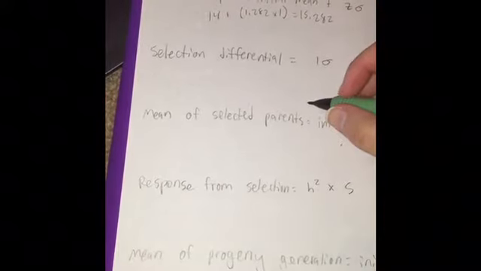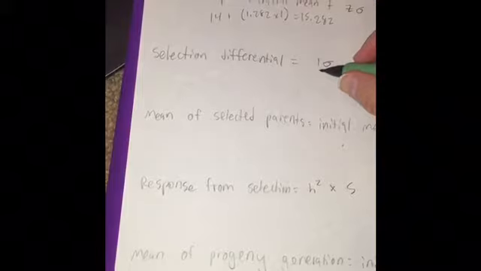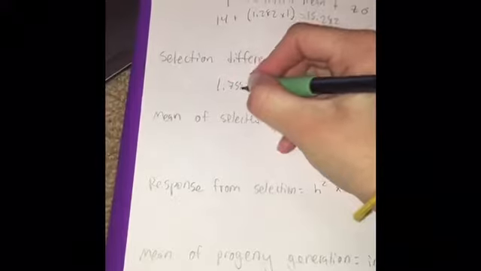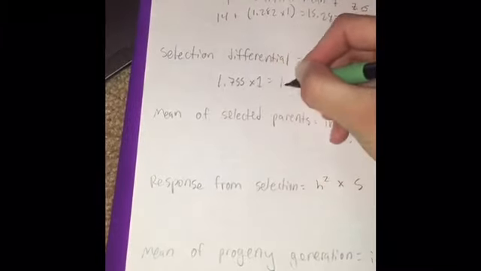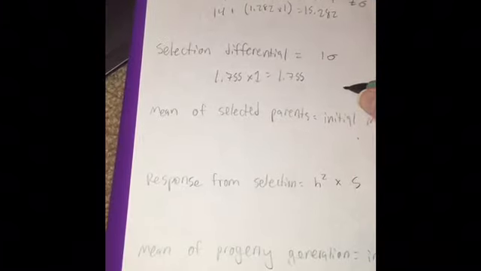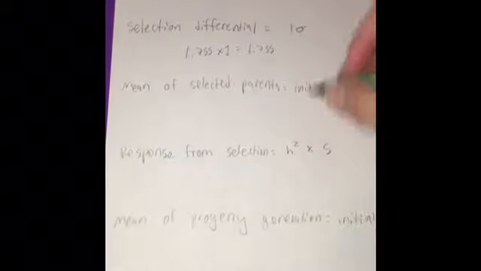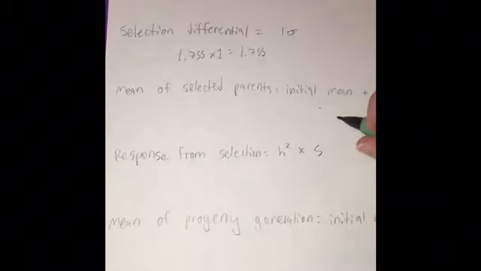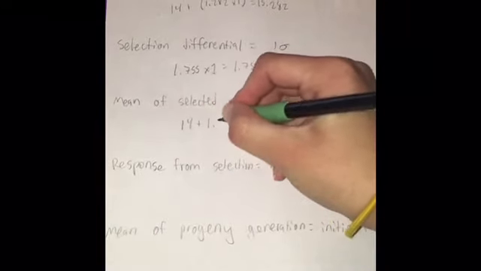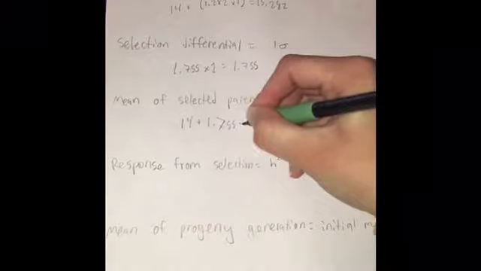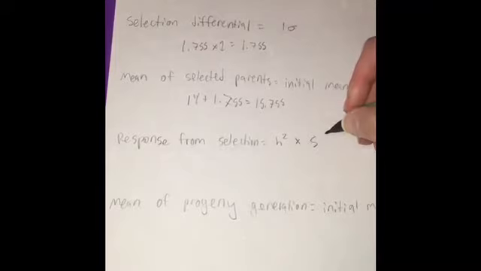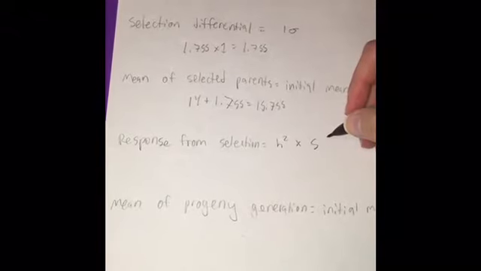And our selection differential is going to be the selection intensity, which you can also get from the table, times the standard deviation. It's going to be 1.755 times 1, so 1.755. This is the difference between the mean of the original population and the mean of the selected parents. And the mean of the selected parents is going to be the initial mean plus the selection differential. It's going to be 14 plus 1.755. That's going to be 15.755.